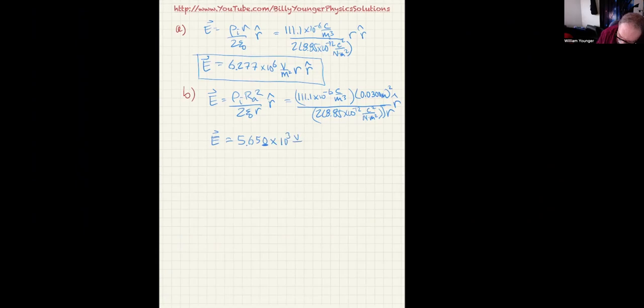Actually, it just should come out in volts over R. Reason being is because the R brings a unit of a meter down at the bottom. So this will be volts per R, and the R comes out in meters. So you'll end up getting volts per meter just by putting the R value in there. So there's another one.